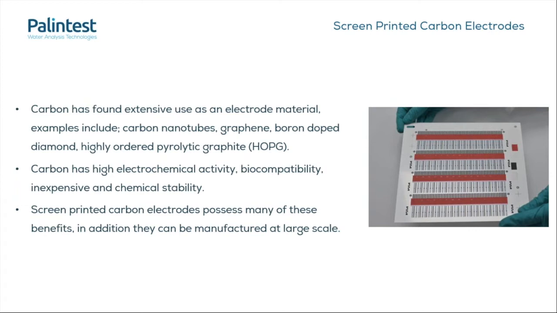And screen printed carbon, which is what we use, really possesses many of these benefits, with the additional benefits that it can be manufactured inexpensively at a large scale. And you can see on the picture on the right there, this is a card that we manufacture here in-house via the screen printing process. And this card actually has 60 individual sensors printed onto it. These are then cut individually and packaged before use.